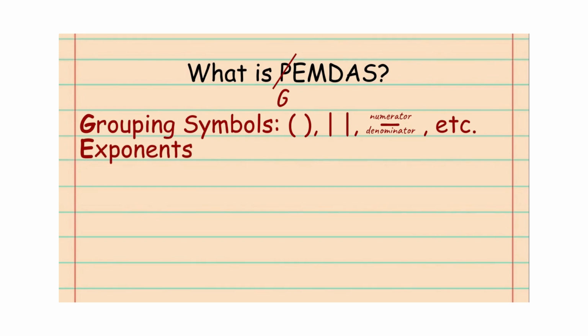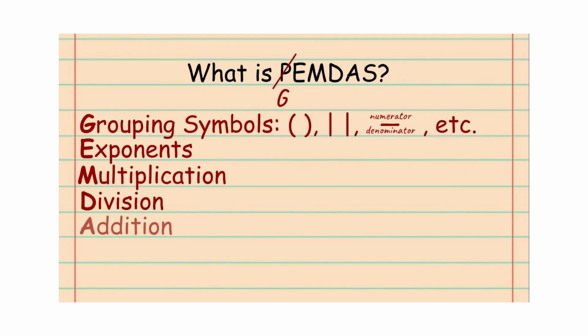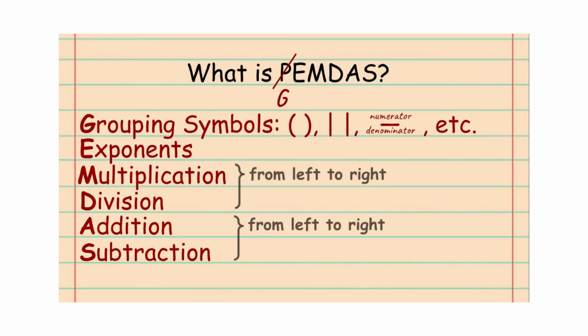Next in line, you have exponents. Y'all know what exponents are. It's just repeated multiplication. Then you have the OG multiplication, and its inverse division, addition, and its inverse subtraction. We handle multiplication and division from left to right as they appear in the problem, and after we're done that, we handle the addition and subtraction from left to right as they appear in the problem as well.